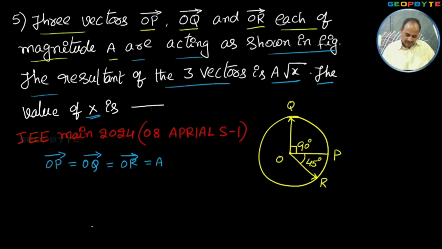For that, first let us take P and Q. P and Q are at 90 degrees. This is Q, this is P. Vector P equal to A, vector Q also equal to A. It is clearly given. Then the resultant vector is like this. That is the resultant vector R bar.